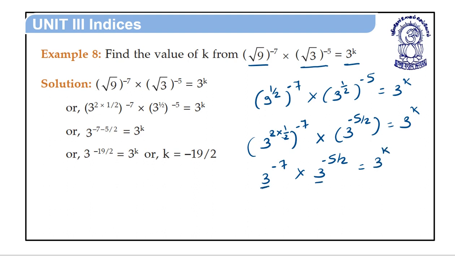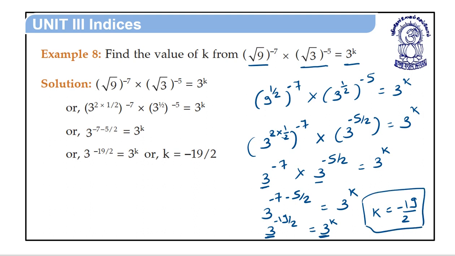Here the base 3 is the same. So 3 raised to minus 7 minus 5 by 2 is equal to 3 raised to k. 7 twos are 14, 14 minus 5. So 3 raised to minus 19 by 2 is equal to 3 raised to k. Here the base is the same, 3. So the powers are equal. So k is equal to minus 19 by 2.